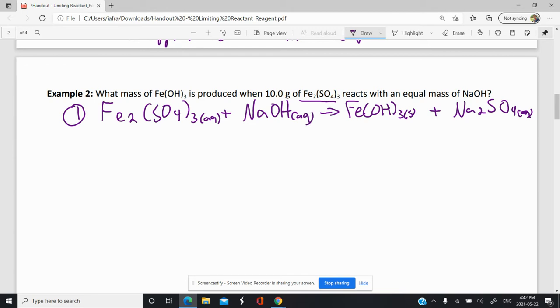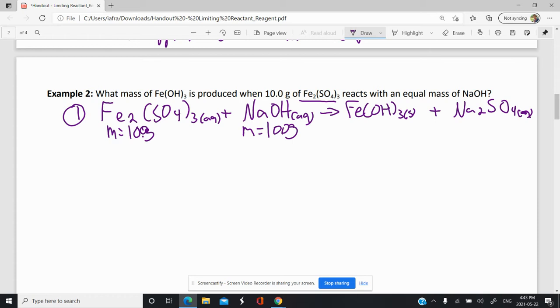So let's say it says we have 10 grams of this. So mass is equal to 10 grams. And over here, our mass is also equal to 10 because it says an equal amount is reacting. 10.0 grams, sorry, because we want to make sure we follow our sig figs. So 10.0 grams. And we can't do anything more here because we need to balance our reaction first. So let's go ahead and do that.